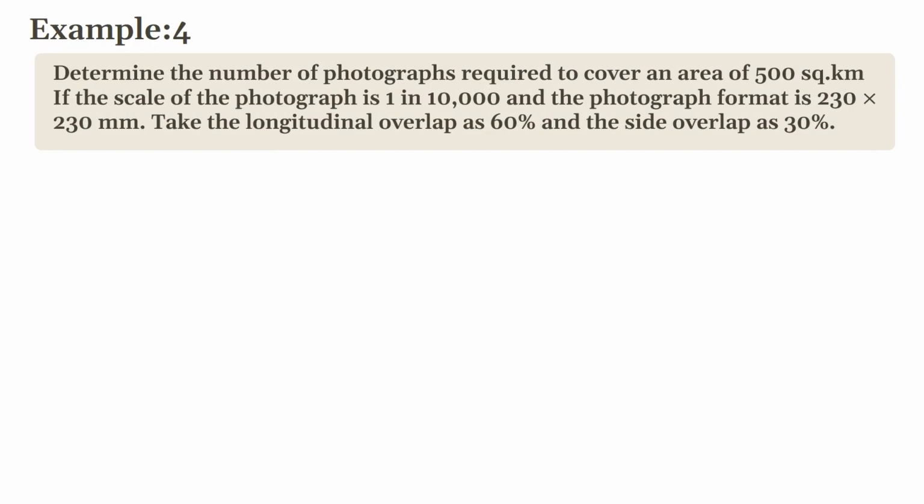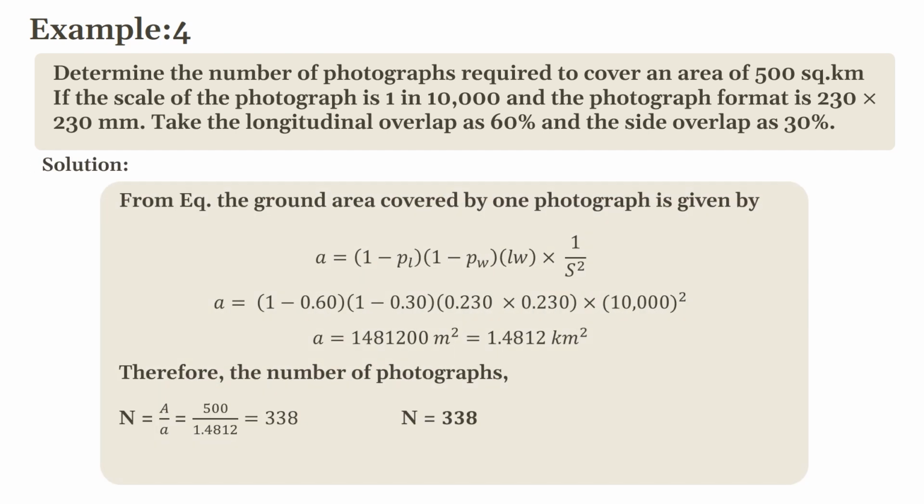With this clarity, let us look into another example. Determine the number of photographs required to cover an area of 500 square kilometers. If the scale of the photograph is 1 in 10,000 and the photograph format is 230 by 230 mm. Take the longitudinal overlap as 60% and the side overlap as 30%. The solution is, first we calculate the ground area covered by one photograph using the formula small a.